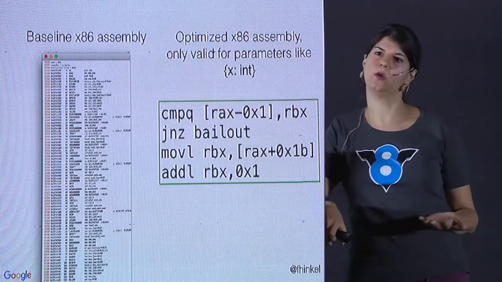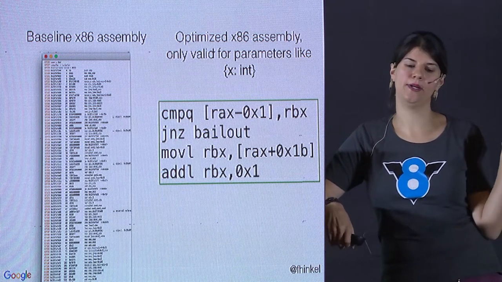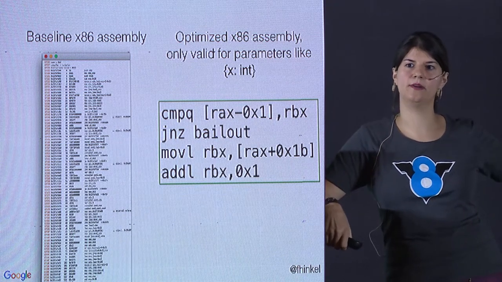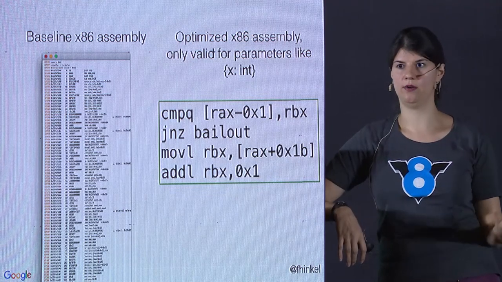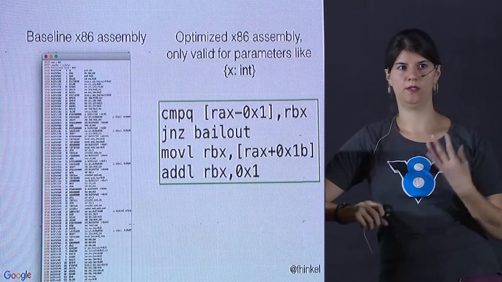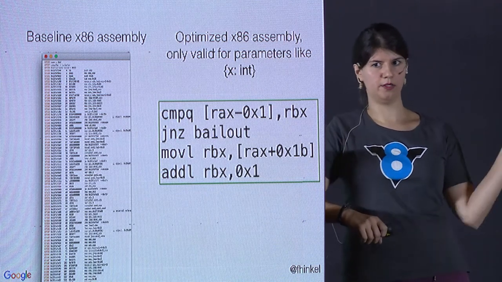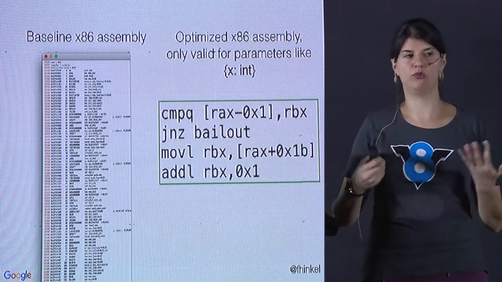So the first one, compare, we do a comparison, and here we are comparing the maps, or the shape of the object. By doing this comparison, we are checking whether we have the same object that we had all the time before, the one that we speculated that we will get and optimized for. So we're comparing these two values. If they're the same, we know, oh, they have the same map, the same shape of object.